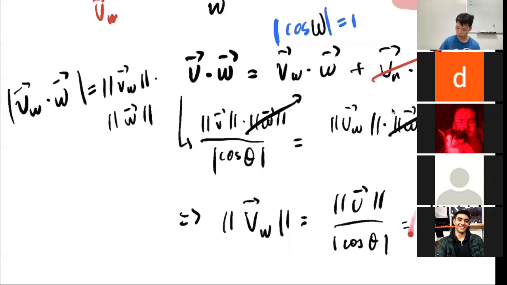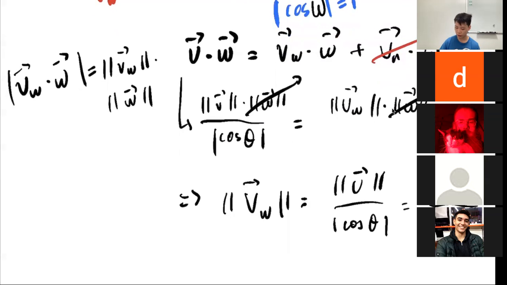Right. So this is from the part here. If we ignore the angle theta, and we take the absolute value on each side, this is the absolute value of V dot W. This is the absolute value of VW dot W, which is only determined by the length of VW and the length of vector W. So the length of VW is just the absolute value of V dot W divided by the length of vector W.